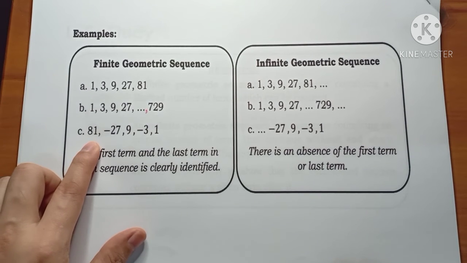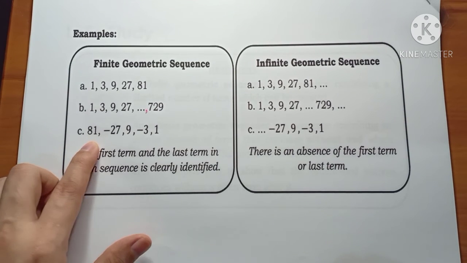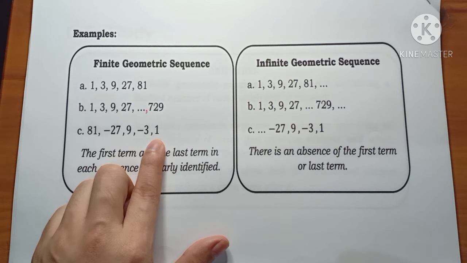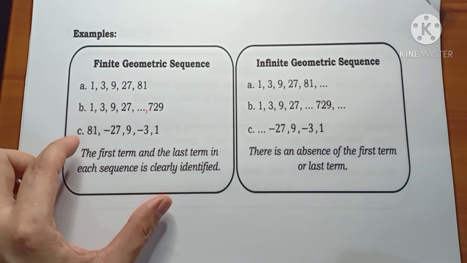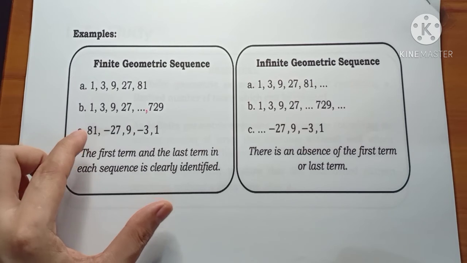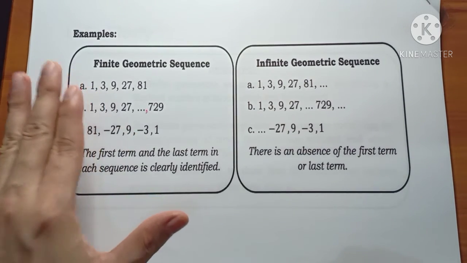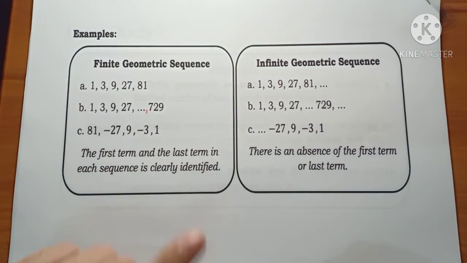Meron siyang start, which is the first term is 81 and the last term is 1. Kaya, na-identify natin kung ano ba talaga yung first term at last term. Kaya siya tinatawag na finite geometric sequence.